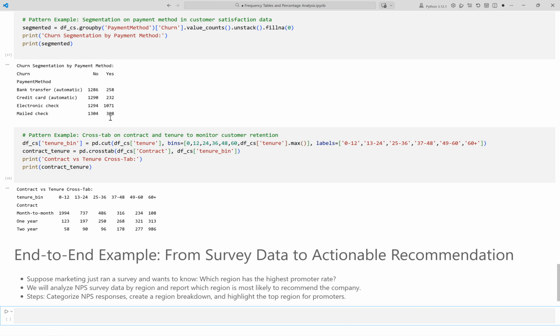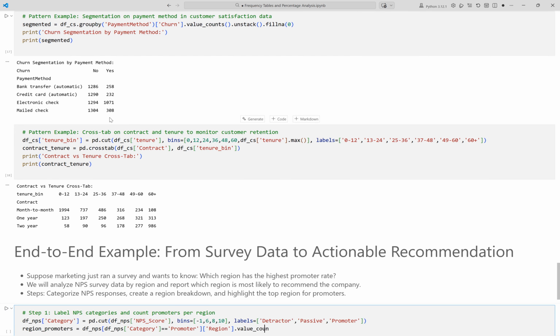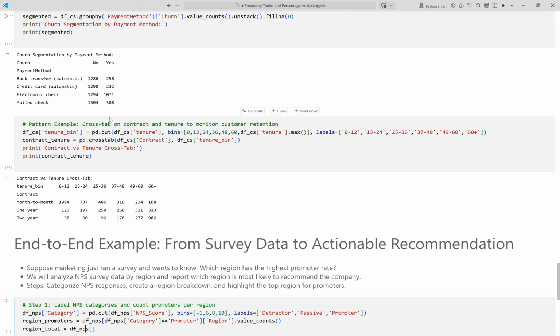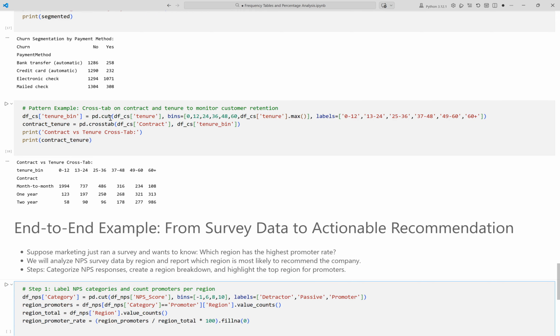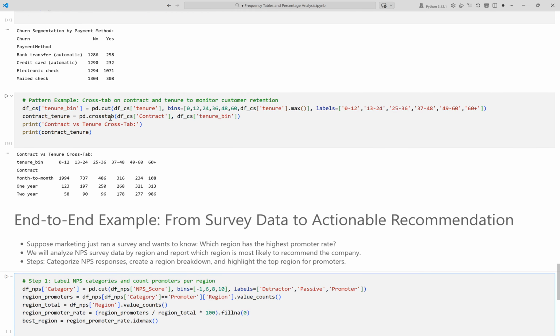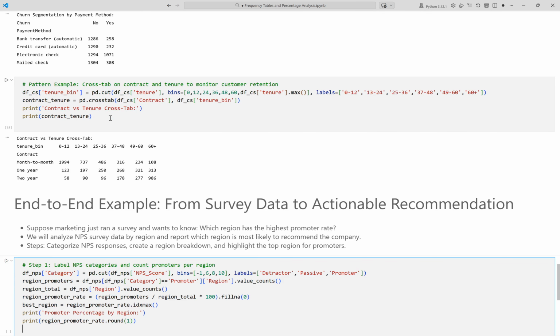Labeling, counting, and calculating promoter rates lets us give clear business advice. We add the NPS category to each customer. We count the number of promoters in each region. We count total responses per region. We calculate the percentage of promoters for each region. We find the region with the highest promoter rate. We print promoter rates to share findings. We print the name of the region with the highest rate for the business.